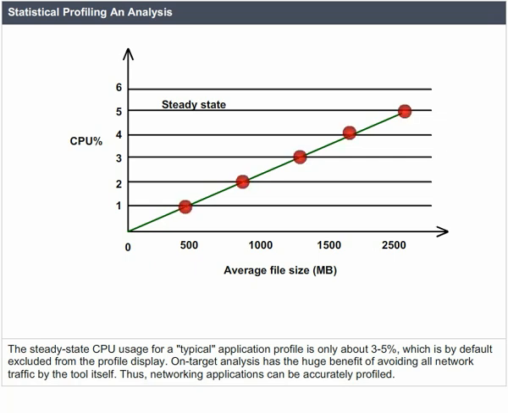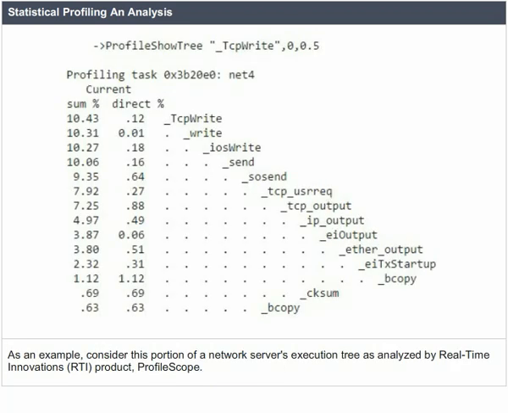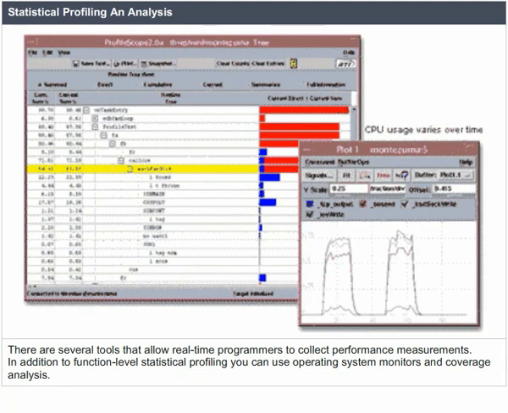On-target analysis has the huge benefit of avoiding all network traffic by the tool itself. Thus, networking applications can be accurately profiled. As an example, consider this portion of a network server's execution tree as analyzed by Real-Time Innovations' product. Profile scope. There are several tools that allow real-time programmers to collect performance measurements.